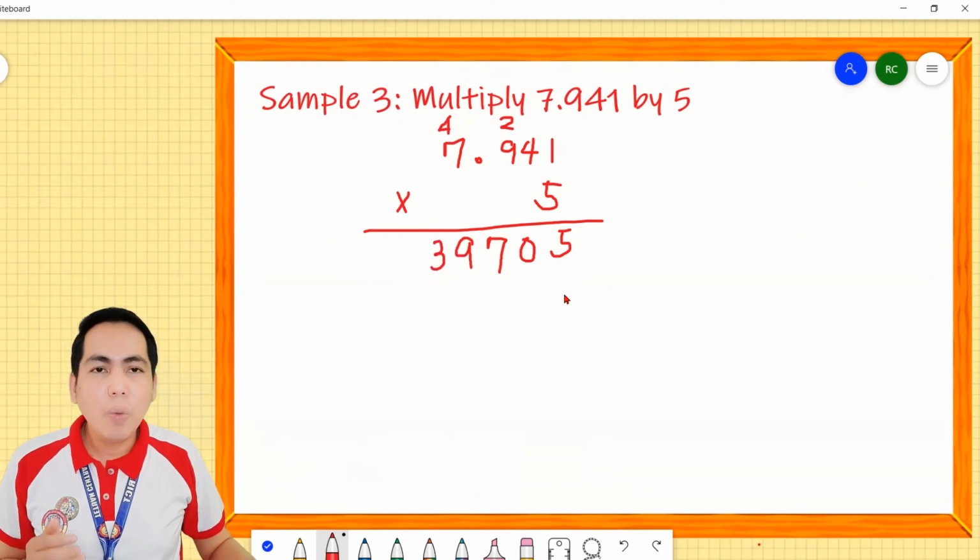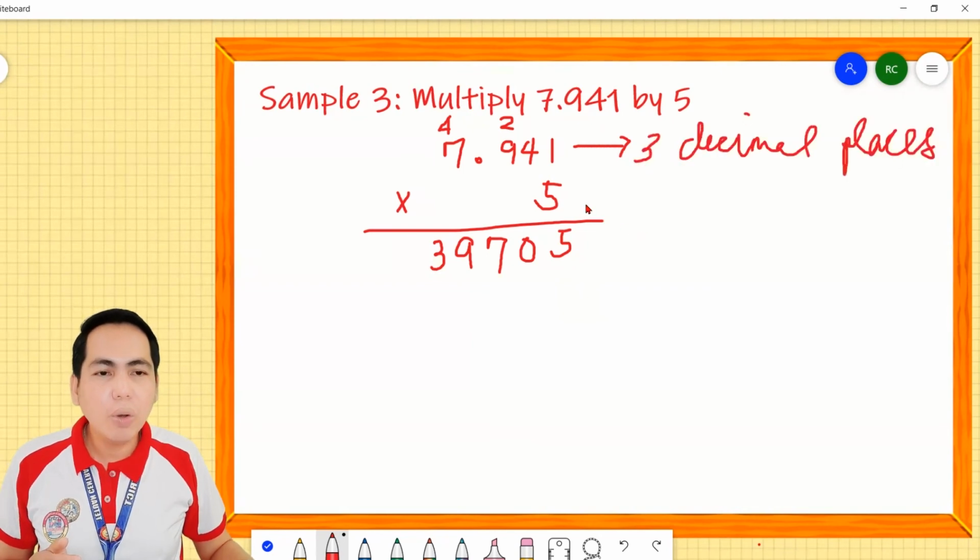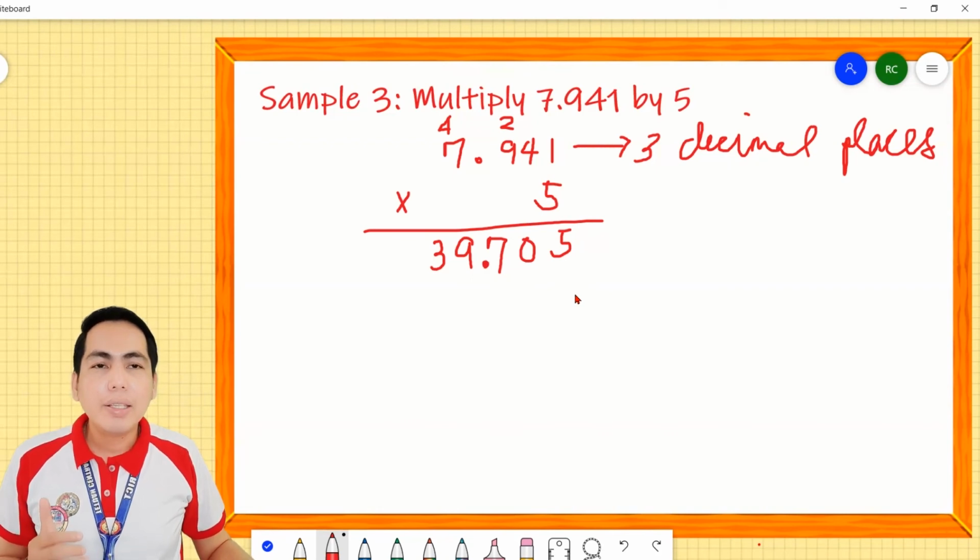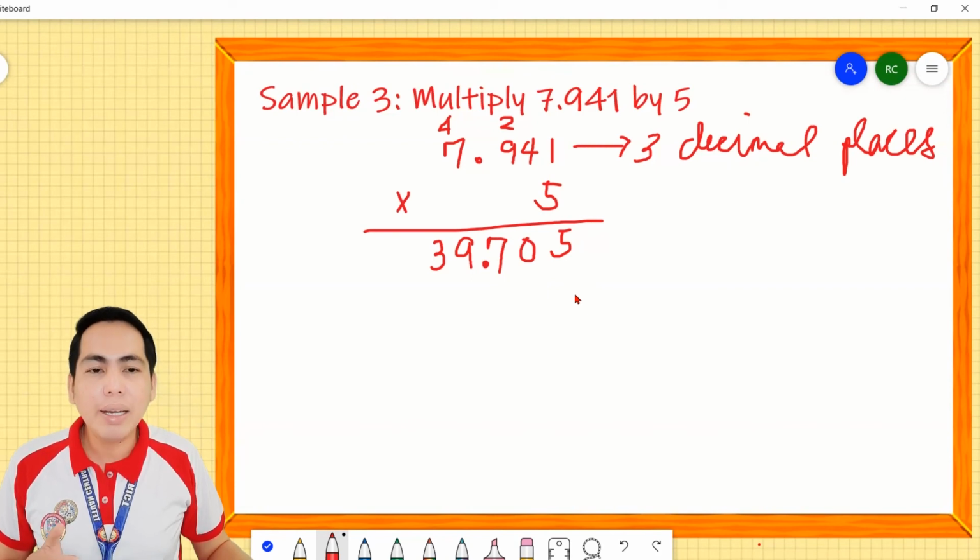Since we have only a one-digit multiplier, we can already count the number of decimal places in our multiplicand. So the multiplicand has 1, 2, 3 decimal places and 0 decimal places for our multiplier. So in other words, we just have to count 3 decimal places also in our product. So 1, 2, 3 and our decimal point. So in other words, when we multiply 7 and 941 thousandths by 5, it will give us a product of 39 and 705 thousandths. So there you have it, how to multiply decimal numbers.